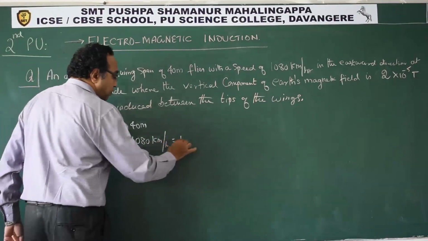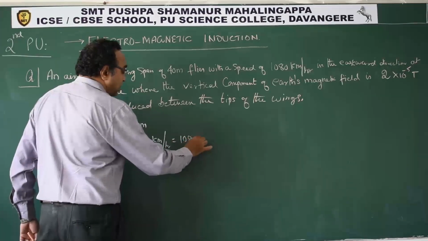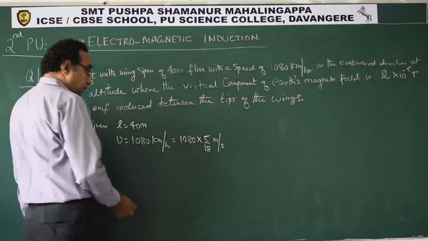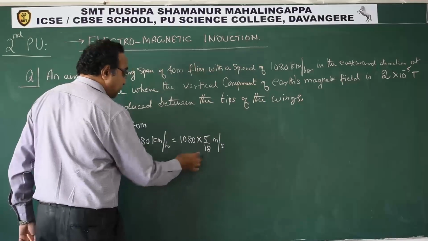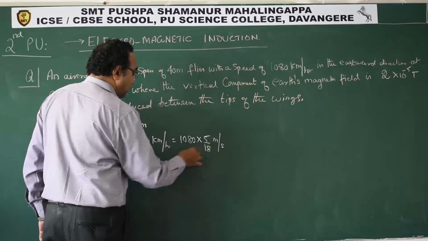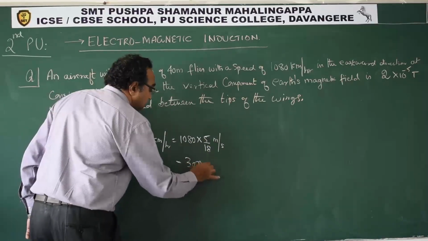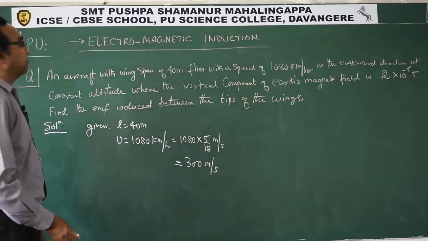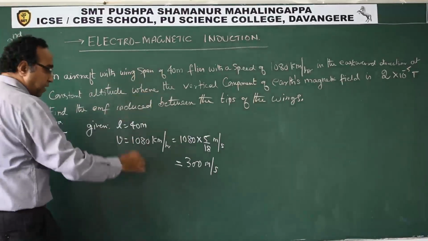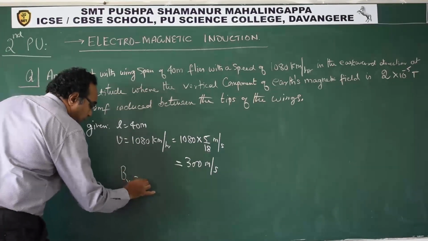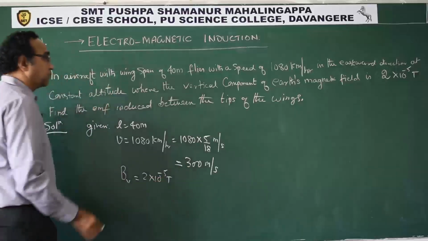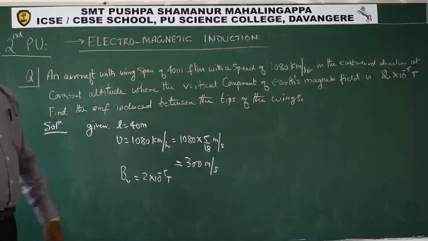Let us convert this into meters per second: 1080 into 5 by 18, we will get 300 meters per second. So we got V. It flies in the eastward direction at constant altitude, where the vertical component of Earth's magnetic field is given as 2 into 10 power minus 5 Tesla. Find the EMF induced between the tips.